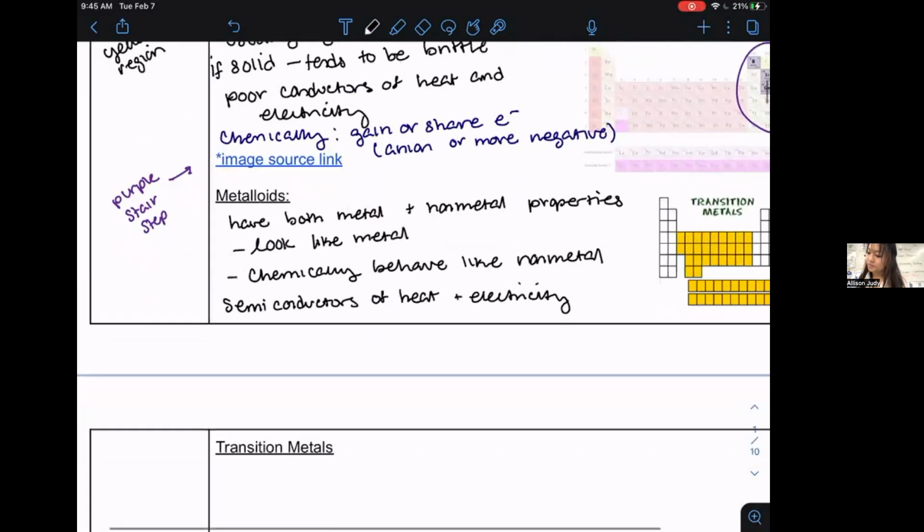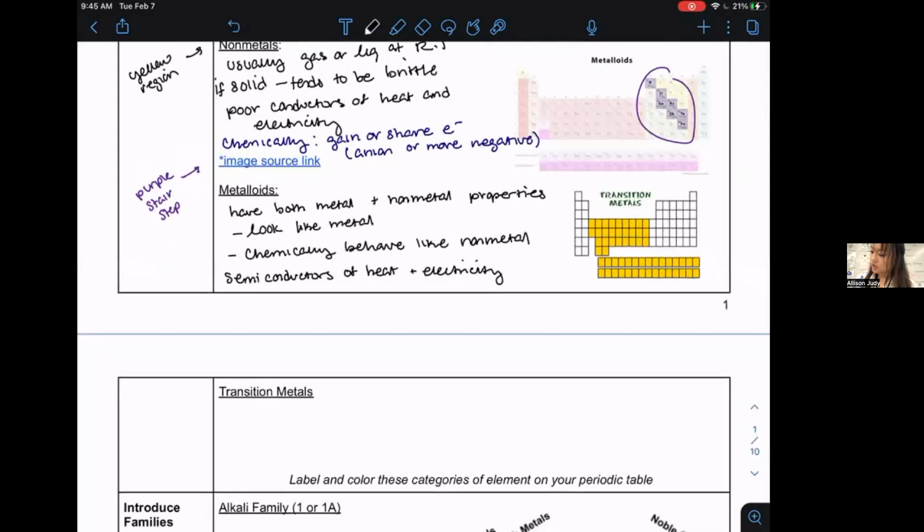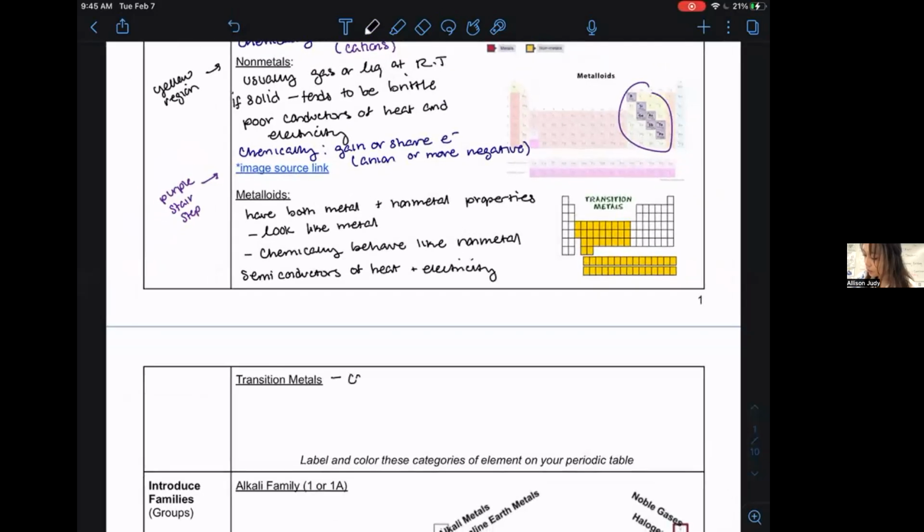All right. So there's another kind of special category within metals, and that's called transition metals. Okay. These transition metals are a category, a subcategory within metals.